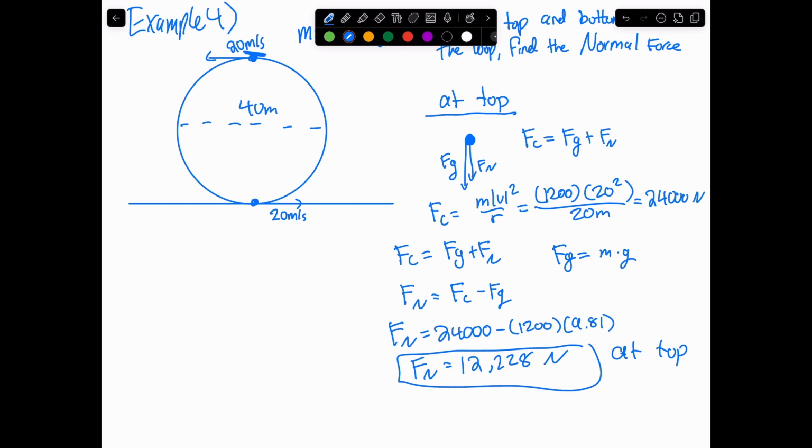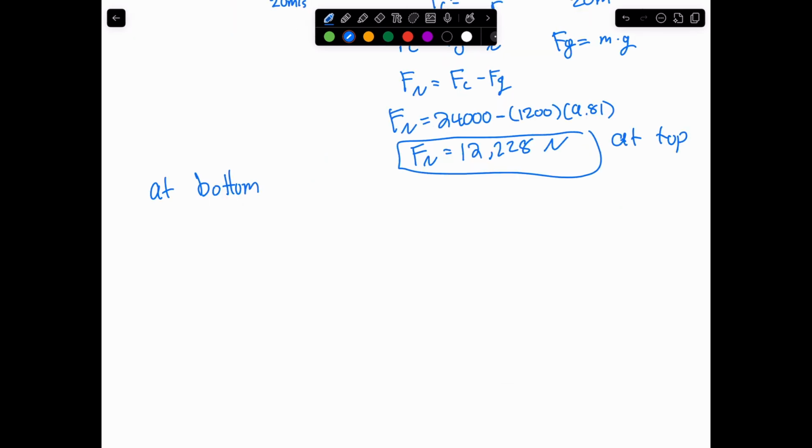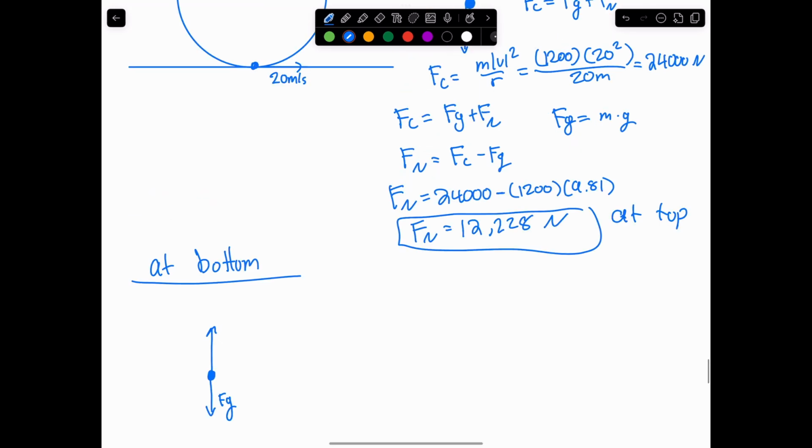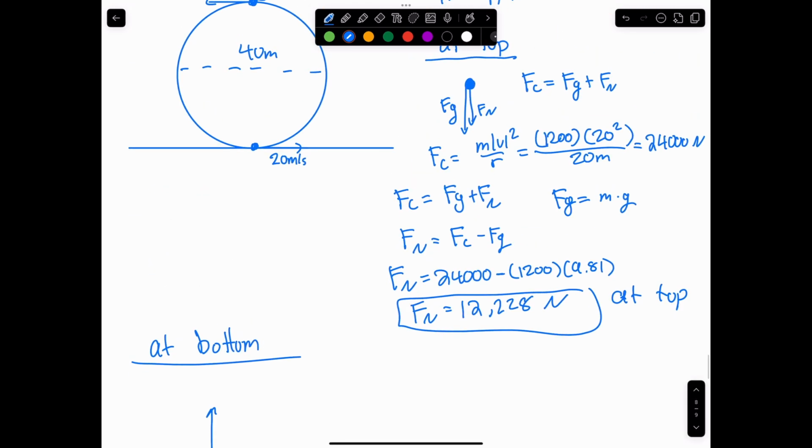So that's only half the problem. We do have to still worry about the bottom. So let's do that. At the bottom, let's draw another FBD really quick. Just like the last one, we have Fg, but this time our Fn is pointing upwards. Because remember, at the bottom the track is underneath the roller coaster car. So normal force has to be pointing upward.